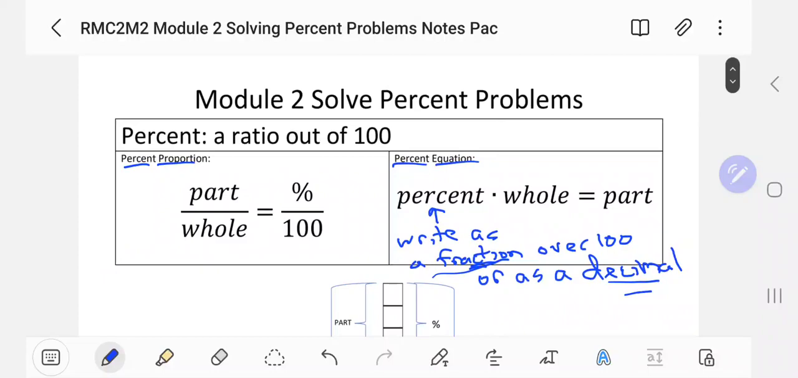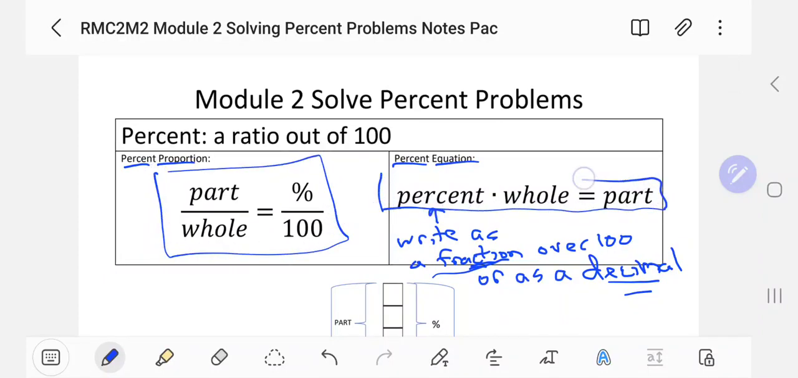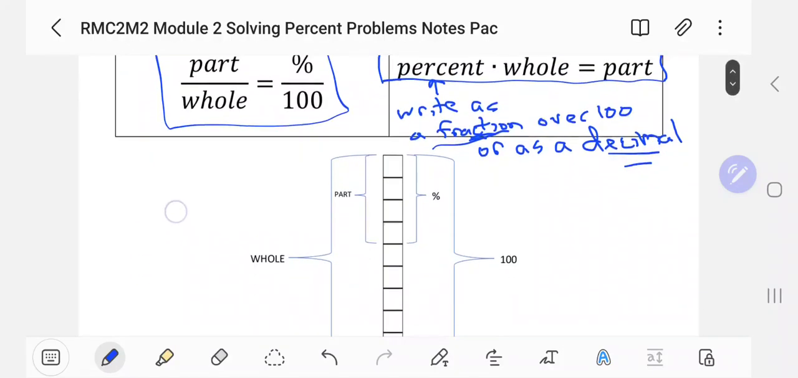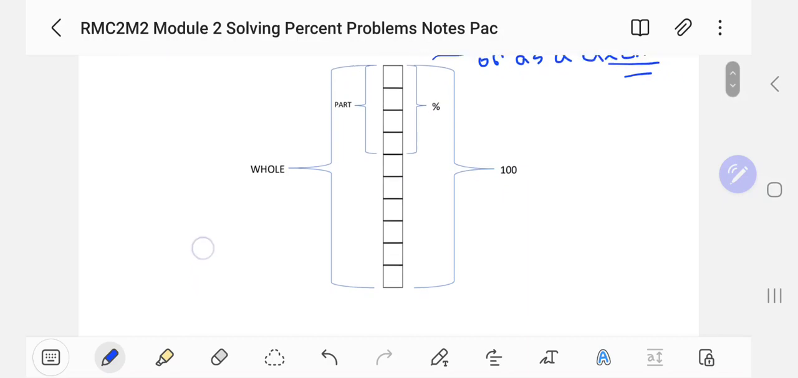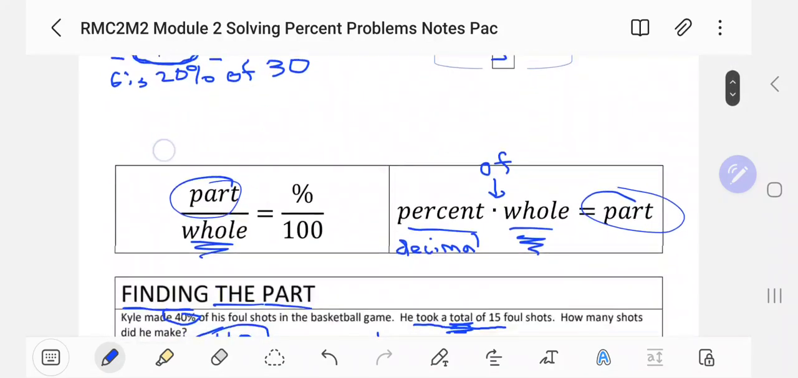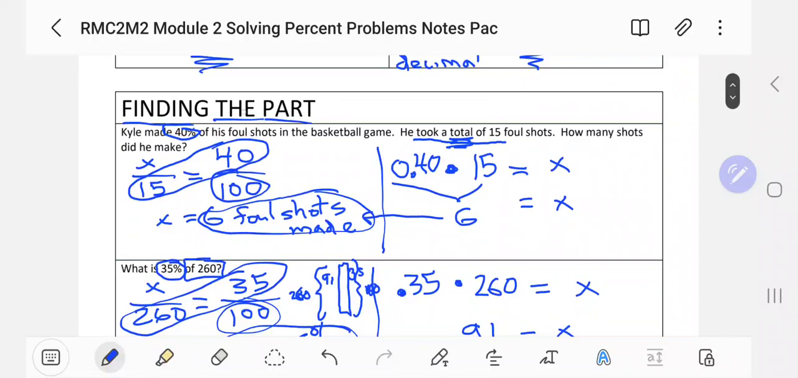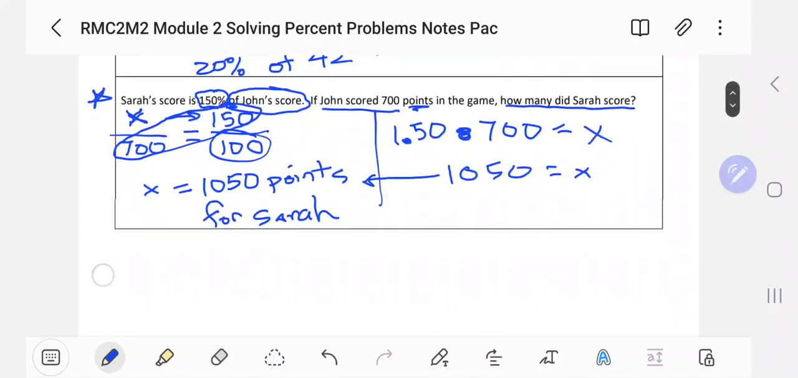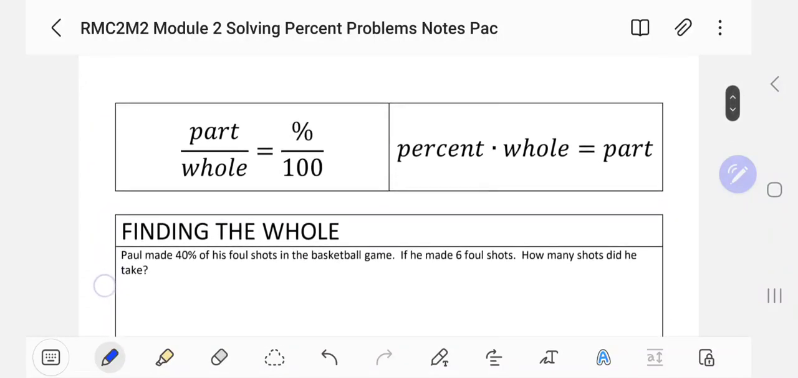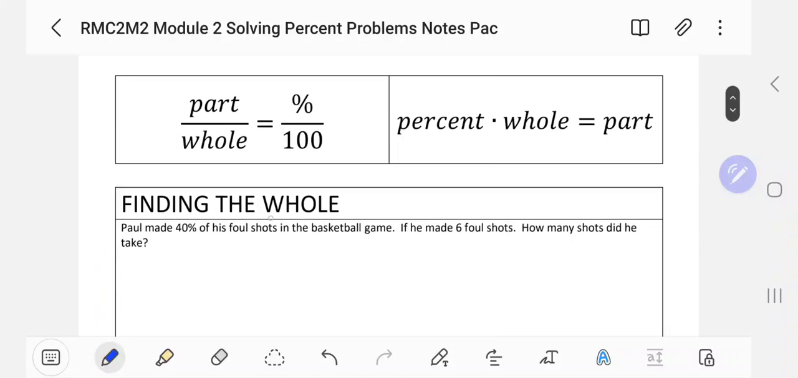We kind of introed percents. We looked at these two different ideas: percent proportion, percent equation. We kind of looked over a little visual of what this is all about. We did some practice. We did finding the part, just finding the part, or finding a percent of a number. Now we're jumping down to finding the whole.